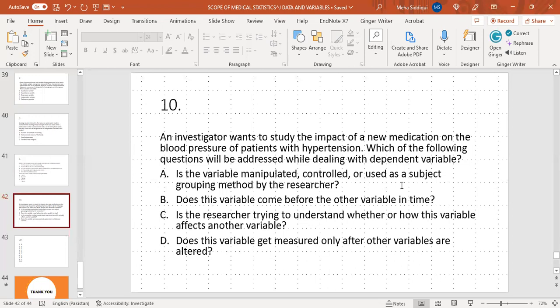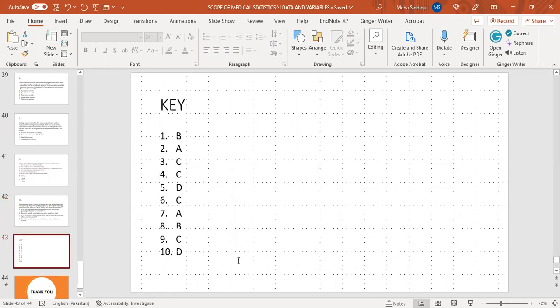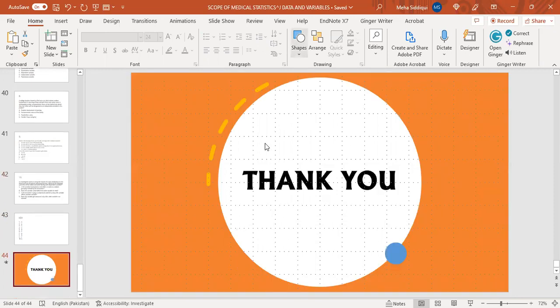A is about the independent variable. D is the right option: does this variable get measured only after other variables are altered? This is the key of MCQs.